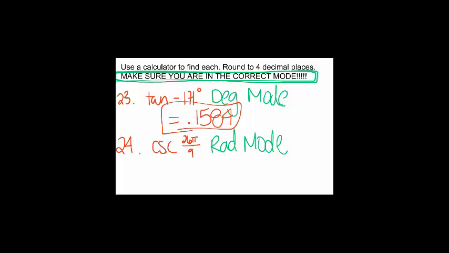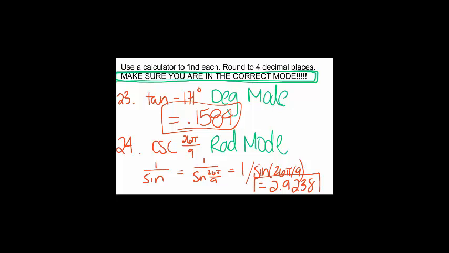A little bit different from 24. If you notice on your calculator, you do not have a cosecant. I don't have a cosecant. So I'm going to have to enter it with its reciprocal function. I know that cosecant is 1 over sine. So I can enter 1 over sine of 26 pi over 9. On the calculator, it would look like 1 divided by sine of 26 pi over 9. I need 4 decimal places, so I get 2.9238.